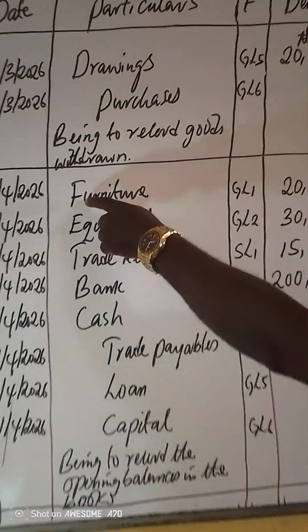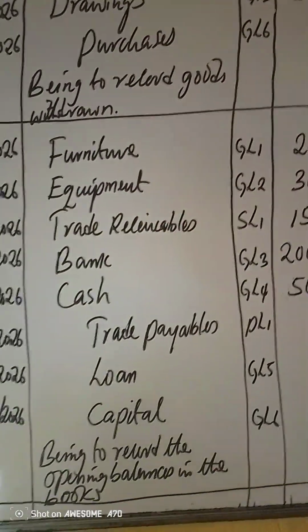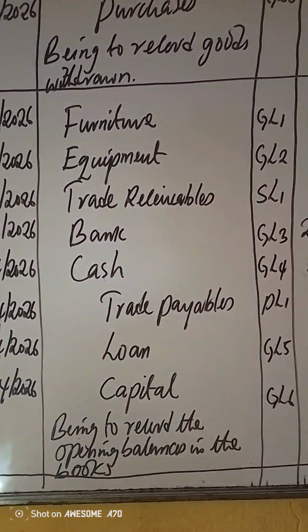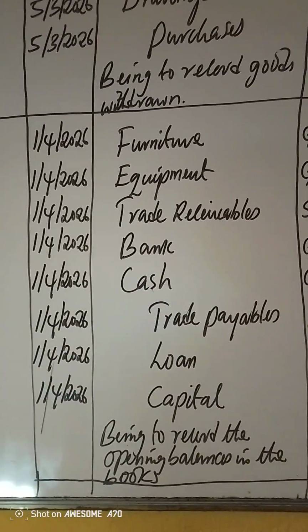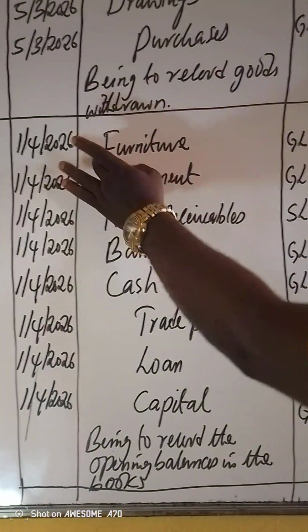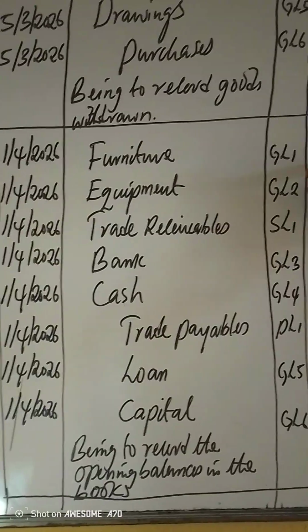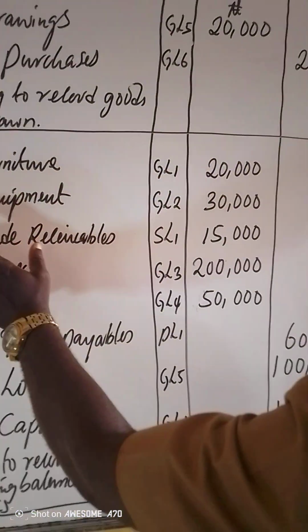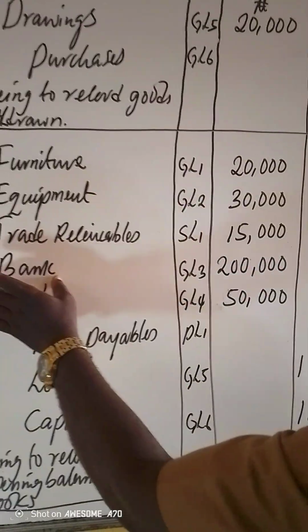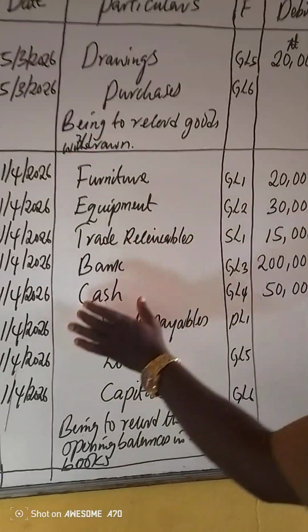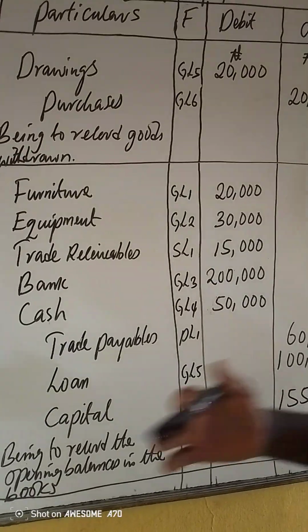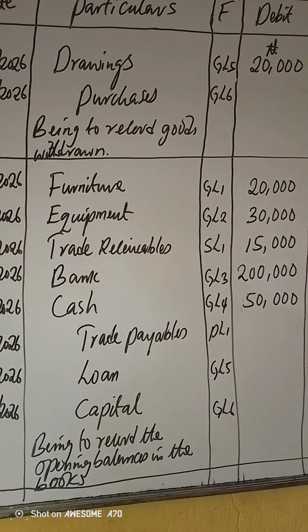So here you must bring the assets first. If you want to arrange in the real order of accounting, the non-current assets must come first before the current assets. So in this case, we have furniture being debited here, 20,000. You just put them all in the debit side. Equipment 30,000, trade receivable 15,000, bank balance 200,000, and cash balance 500,000. They will now come to the credit side.